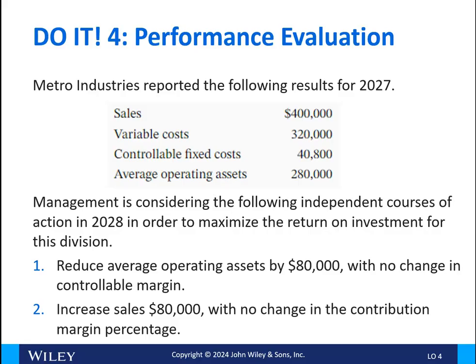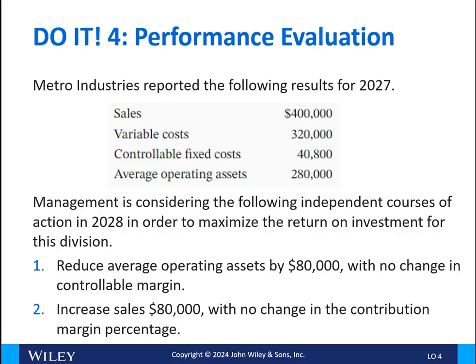We'll go through another problem here. Metro Industries reported the following results for 2027. We have sales of 400,000, variable costs of 320,000, controllable fixed costs of 40,800, average operating assets of 280,000. Management is considering the following independent courses of action in 2028 in order to maximize the return on investment for this division.